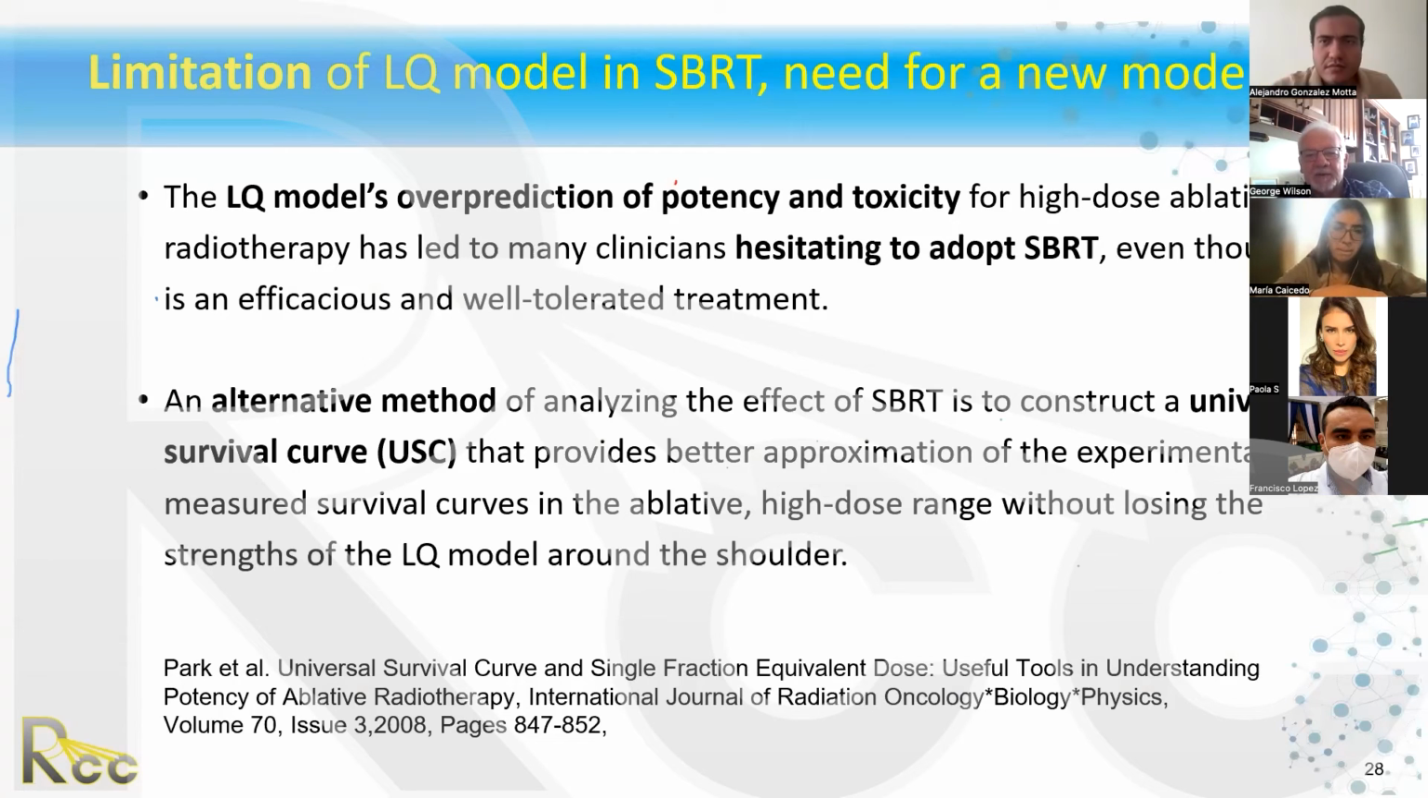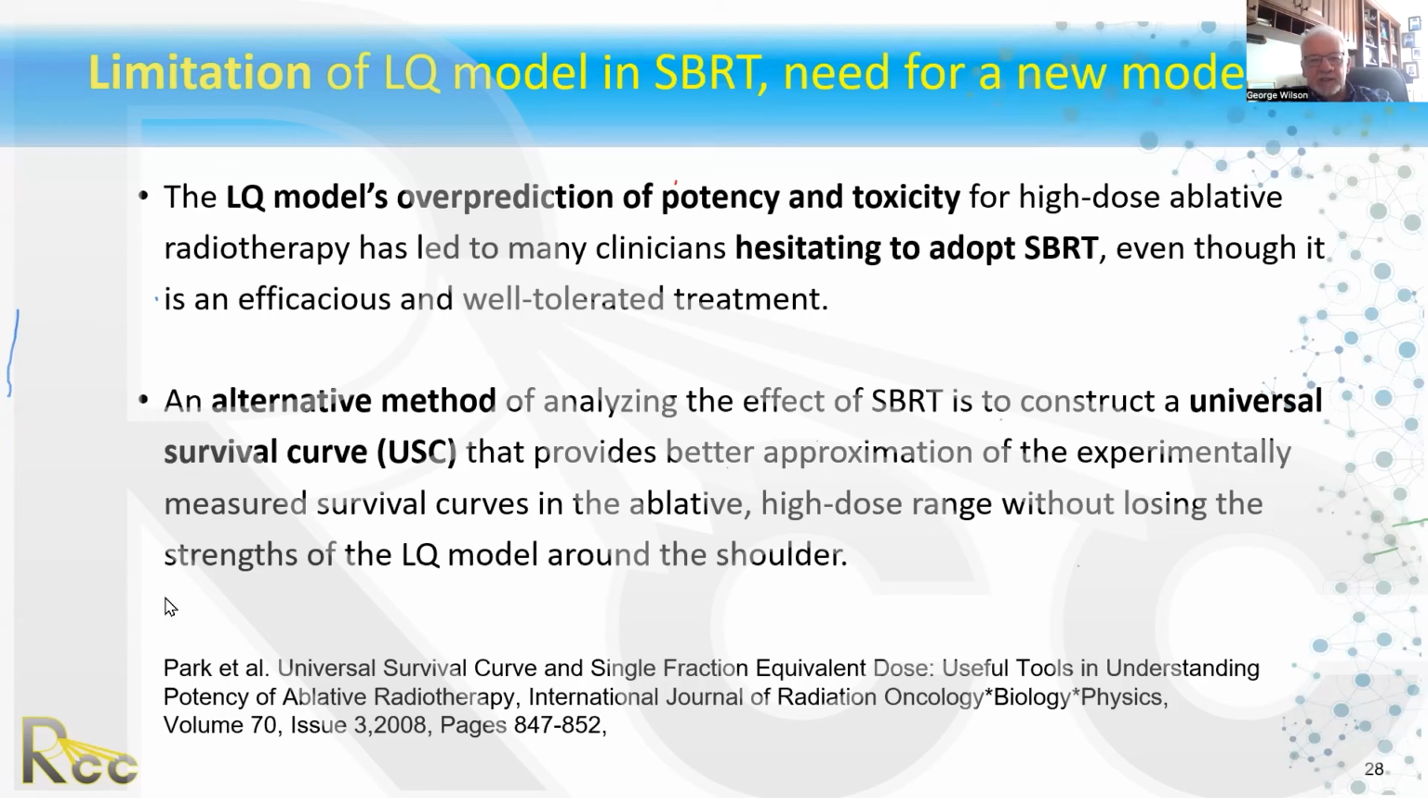Okay. So because of this uncertainty of the linear quadratic in overprediction for these high doses, I think it has led to some clinicians being hesitant to adopt SBRT, even though it is efficacious and tolerated well. And so to address this, another model has been developed. It's called the universal survival curve. And it provides a much better approximation to the experimental survival curves in this high dose ablative range. But also it still uses the LQ model in the lower dose region.